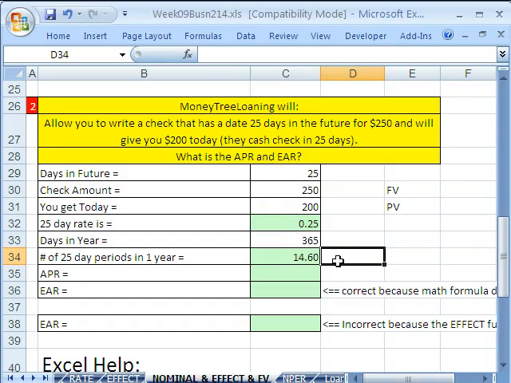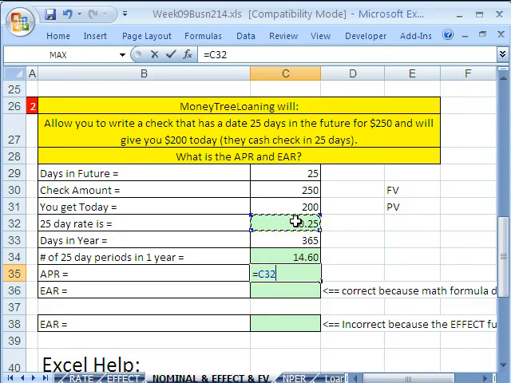There's 14.6 25-day periods in a 365-day year. Now, to calculate APR, no problem. This will seem less bad than when we actually do the truth, which is what is the effective annual rate. Because the period rate is so big here, APR is totally misleading. So you ready?